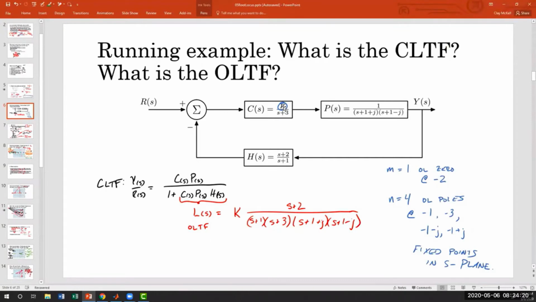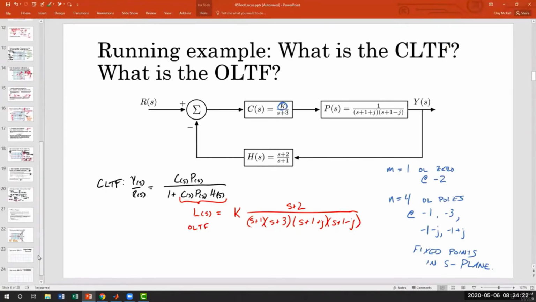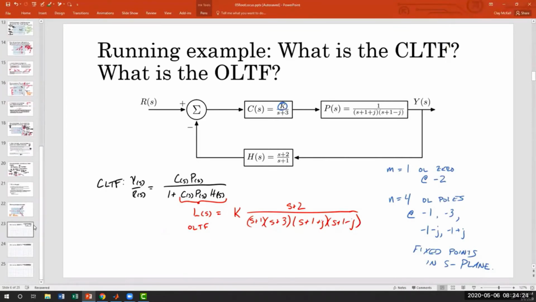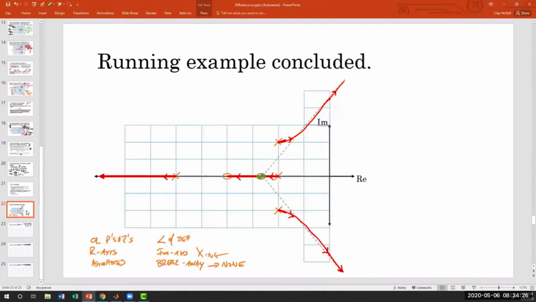Yeah. Okay. I would have a question. Yes. On the last slide, can you explain again why the poles cross the asymptotes and not stay on one side?